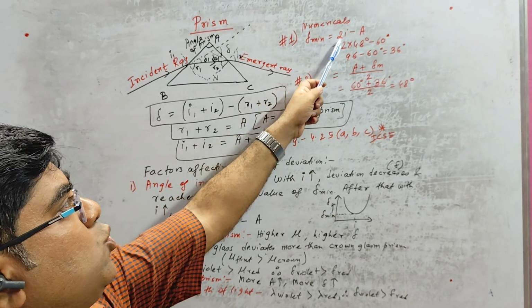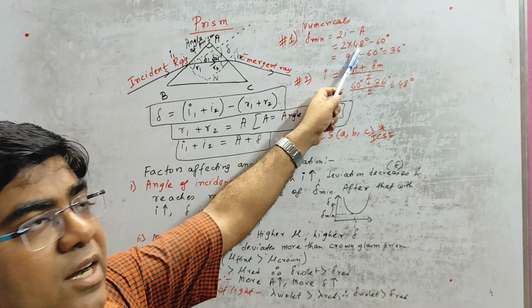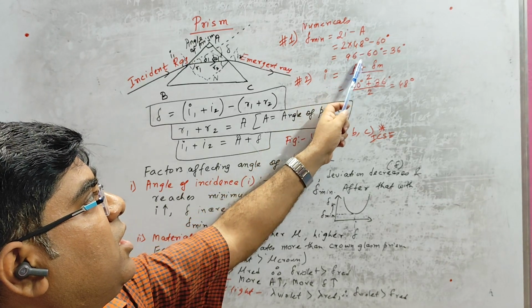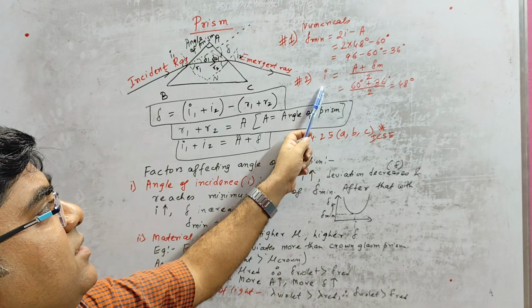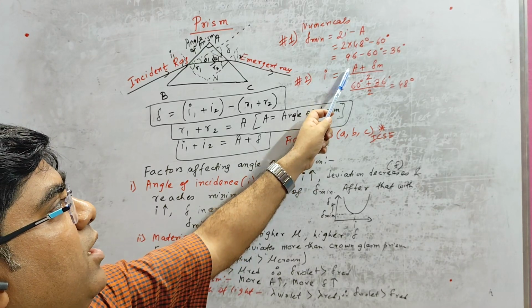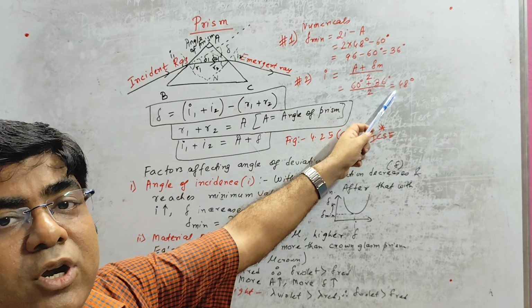Minimum deviation is equal to 2i minus A. The first sum gives us angle of incidence as 48 degrees, angle of prism as 60 degrees. I'll put the values and get the answer as 36 degrees. Angle of incidence can also be found out using this formula: angle of prism plus deviation of angle, divided by 2. If you calculate, I'll get 48 degrees.